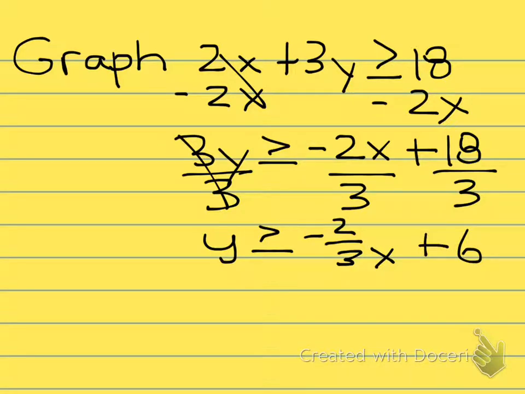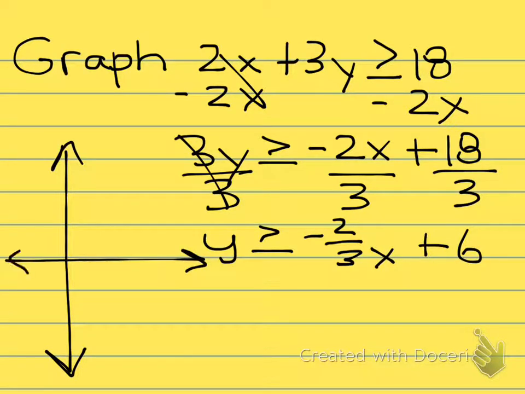So what this tells me is that I'm going to start at +6 on my y-axis, and I'm going to go down 2 to the right 3. So start at 6, down 2 to the right 3, down 2 to the right 3. This is going to be also a solid line because of my symbol being equal to also, so it does not have a dashed line.